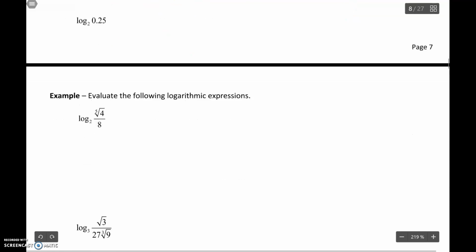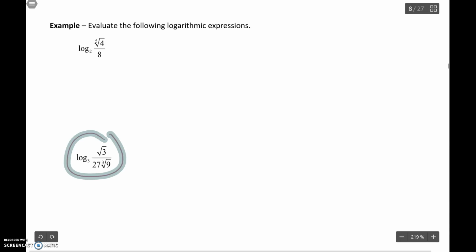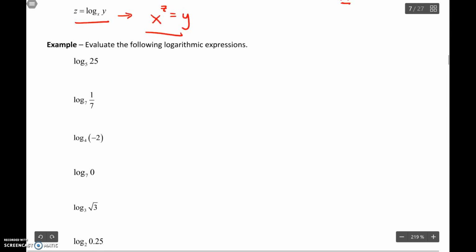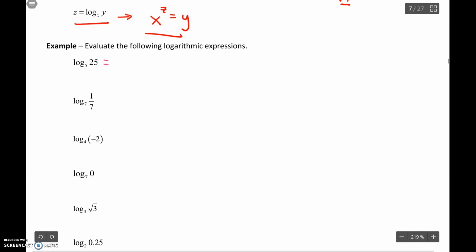Evaluate. All right, so evaluating these are going to range from very hard, very difficult ones to relatively easy ones. Start easy. So log base 5 of 25. So what I'm asking here is 5 to what power gives me a 25? Most of us are going to just do this one in our head. 5 to the second power is 25.